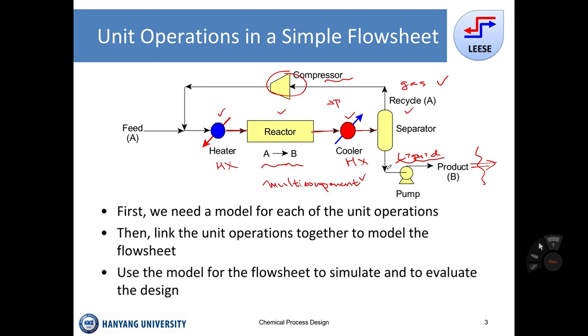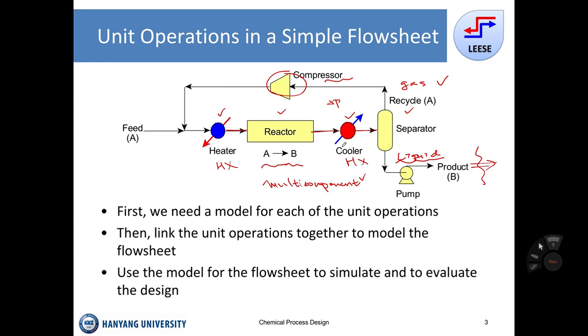So in a complex industrial scale process, no single reactor may be enough, no single separator is enough, no single heater or cooler is enough. We may need multiple heaters, coolers, compressors, separators and reactors. So multi-stage operation is quite common in order to increase the performance of the process, or to increase the separation performance, or to decrease the energy consumption, okay?